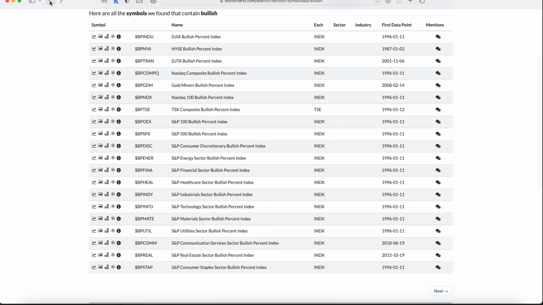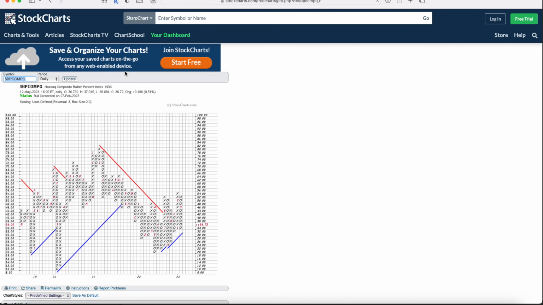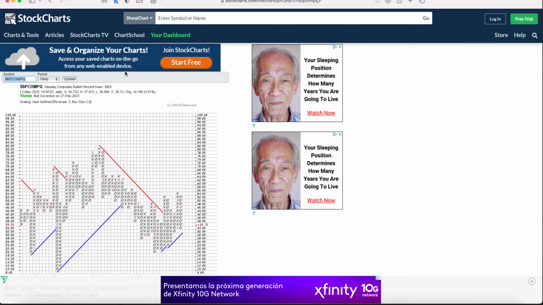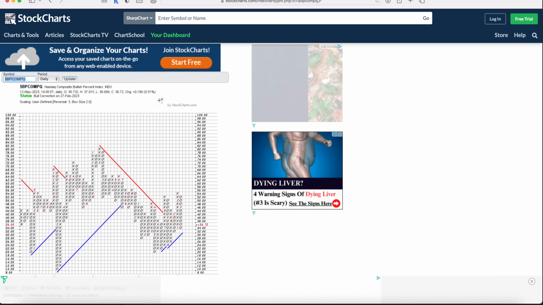There you go. The NASDAQ, it's on a point and figure buy signal because the most recent column of O's has not exceeded the previous column of O's to the downside yet. And it's on a column of O's. And on Friday it went up by 0.51%, and 36.72% of the NASDAQ stocks are on a buy signal.